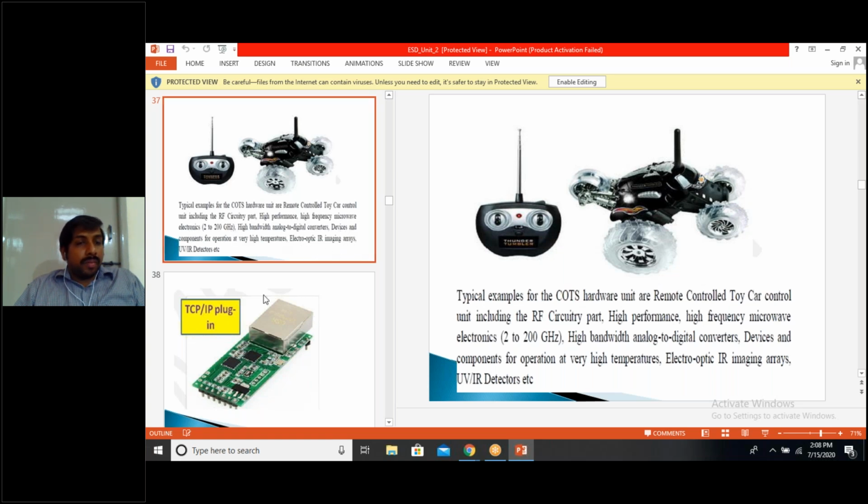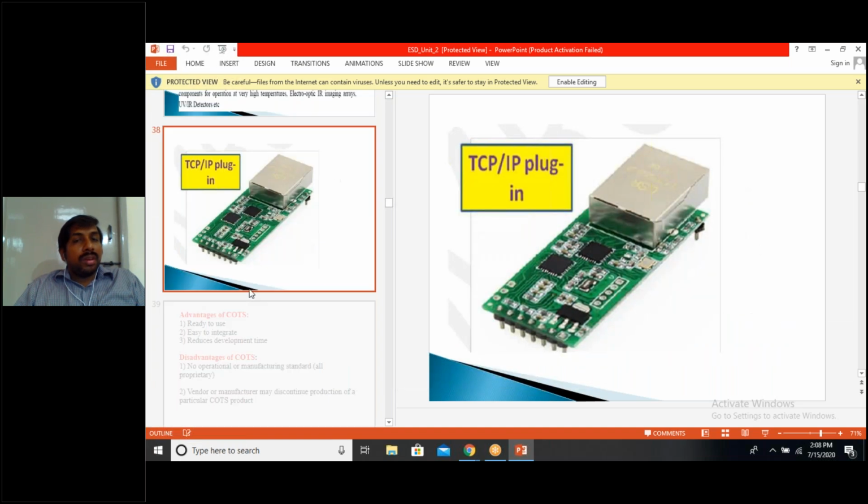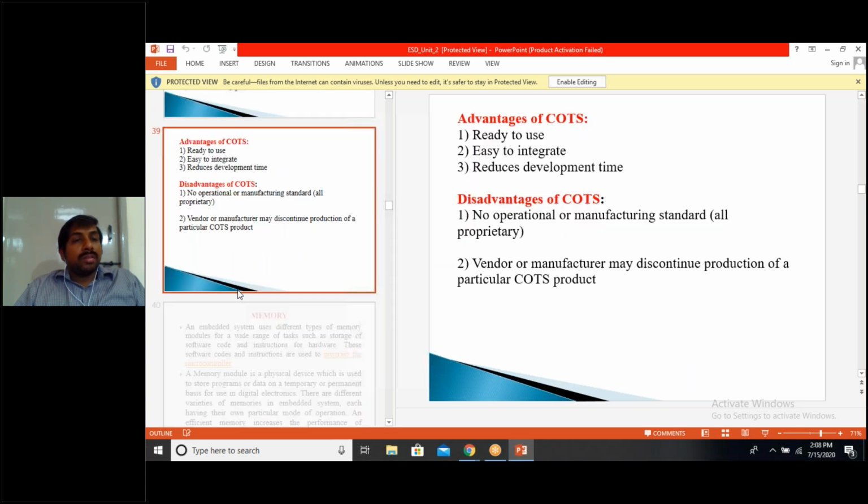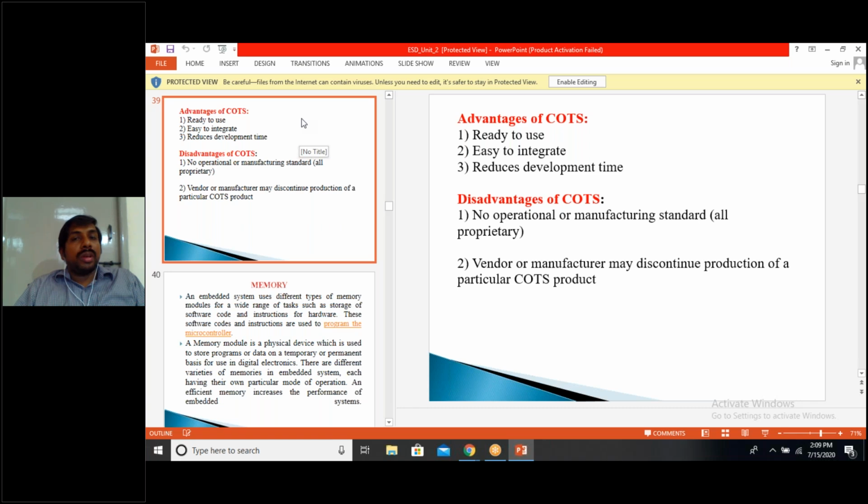components. Another example is a TCP/IP plugin. This TCP/IP plugin you can directly insert into your personal computer. I can utilize this. This is also one of the examples of COTS. What are the advantages of COTS? COTS is ready to use, easy to integrate. It reduces the development time.